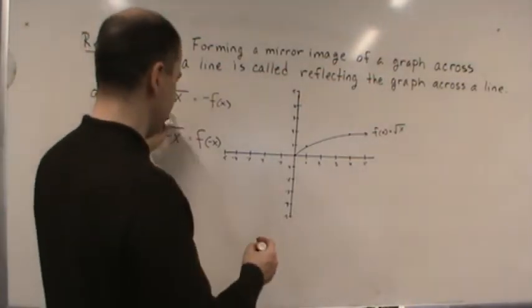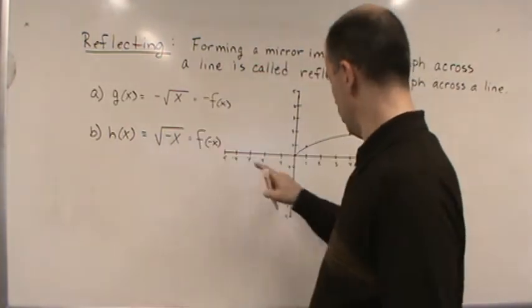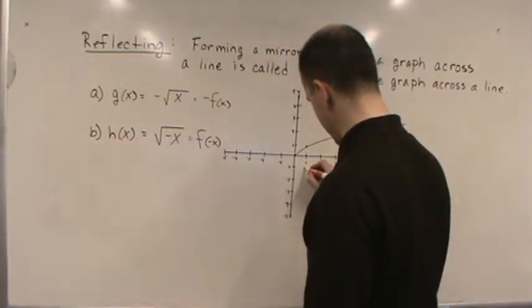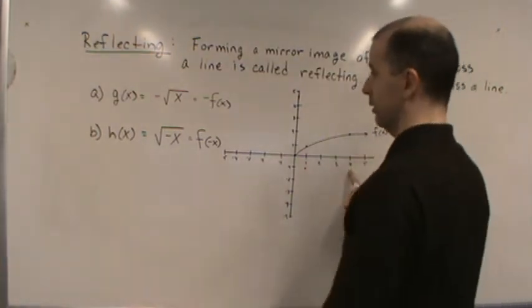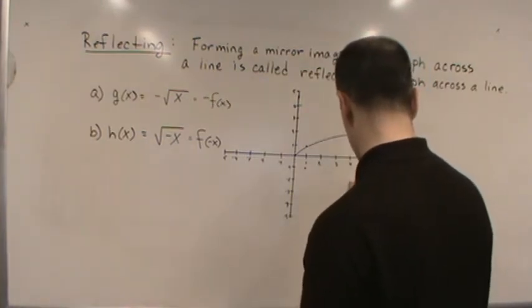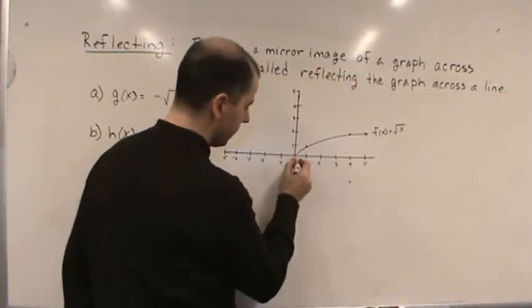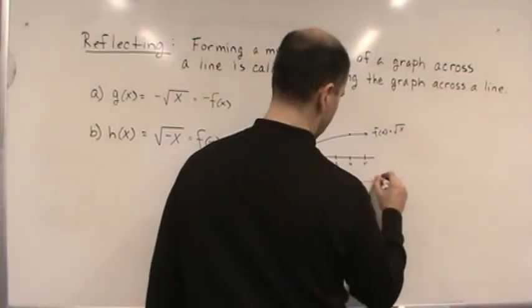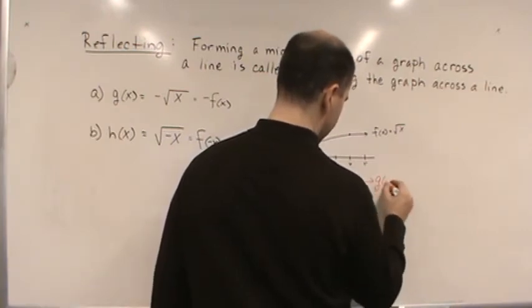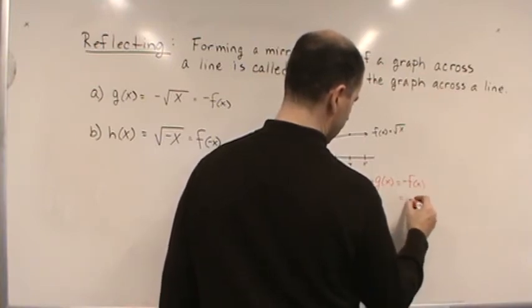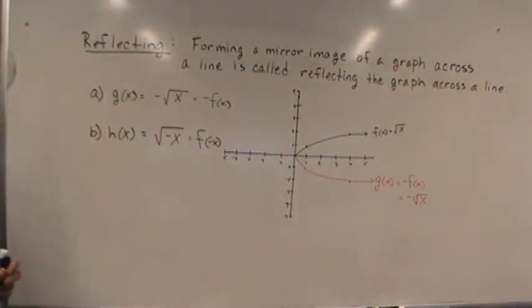If I was to plot this, if this is 1, I get negative 1, so 1, negative 1. And if I put in 4, I get 2, but I get negative 2. So I get down here, and I end up with something like this. So this is g of x equal to negative f of x, which is equal to that. Okay?